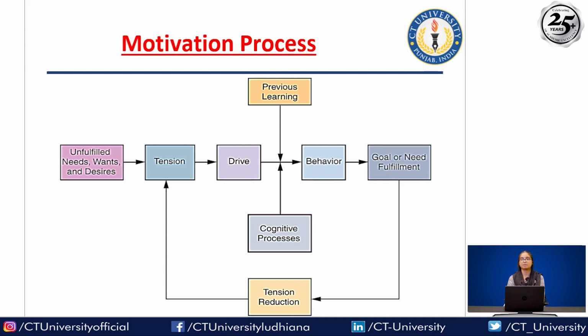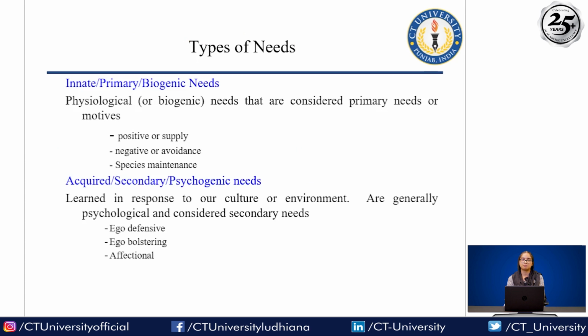The process of motivation starts from unfulfilled needs, wants and drives. So what are these unfulfilled needs and wants? They can basically be categorized into two categories. One is innate, primary and biogenic needs. Innate, primary and biogenic needs are those needs which are primary to the individual and are related to the physiology of the individual. If they are positive, their supply is required. If they are negative, they can be avoided. However, they are necessary for the species maintenance.